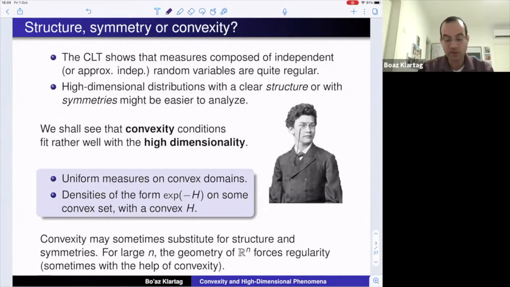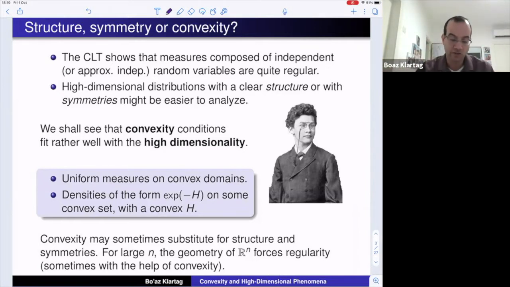Now, what do I mean by convexity conditions? For now, let's consider two cases. The first case of a probability measure in high dimension with a convexity property is just the uniform measure on a convex domain in R^n. Take some polytope, or some compact convex set, and look at the uniform measure there.